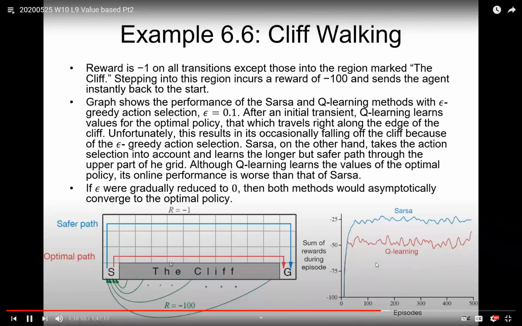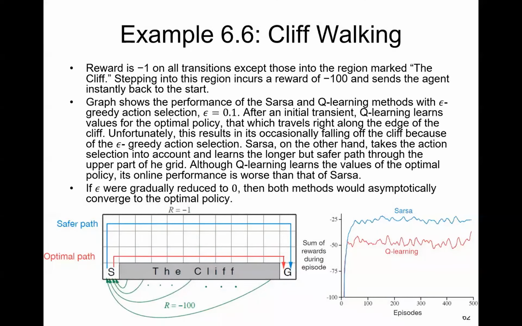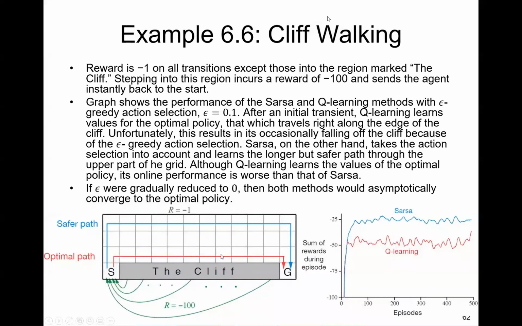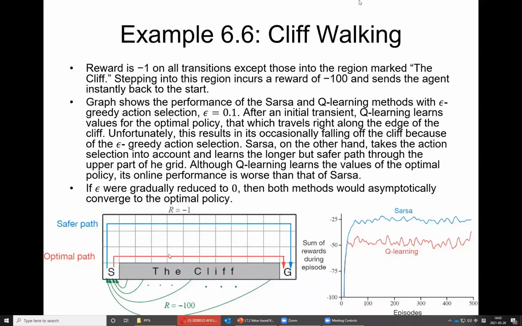Stepping into the cliff incurs a reward of -100. This is an example of cliff walking, so the reward is -1 on all transitions except those into the region marked the cliff. Stepping into the cliff incurs a reward of -100 and sends the agent back to the start. So Sarsa will learn the safe path, whereas Q-learning will learn the dangerous path, which is optimal because it's shorter.